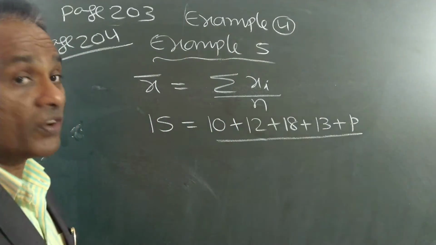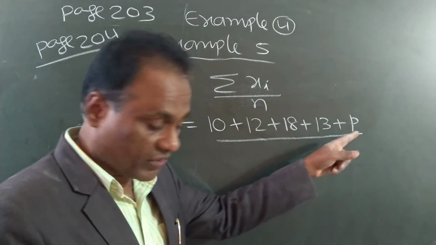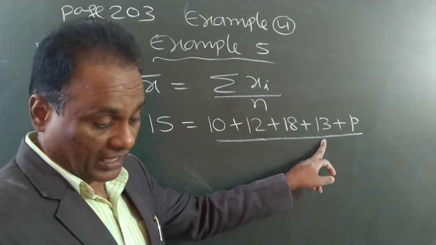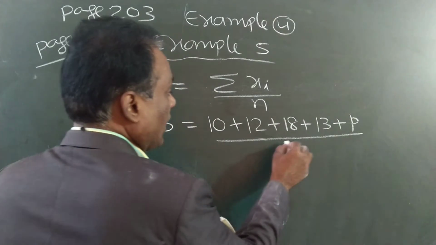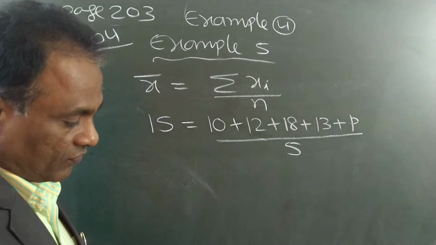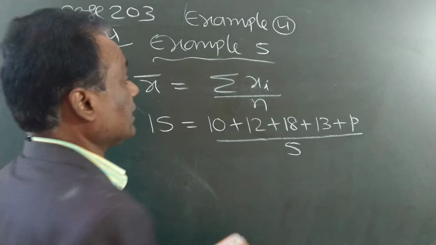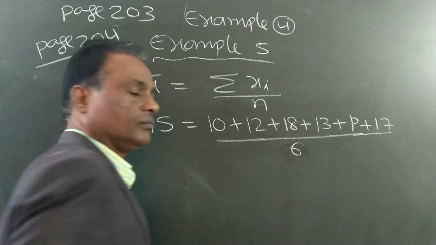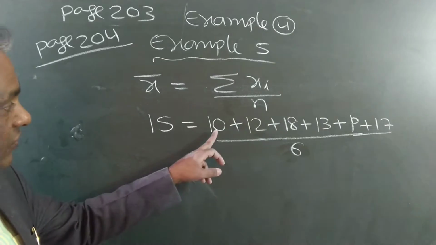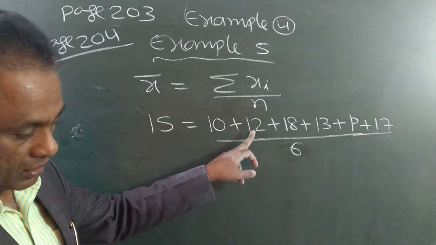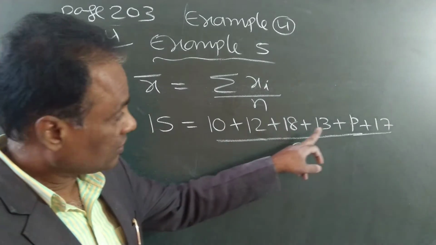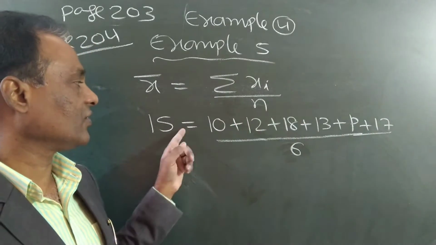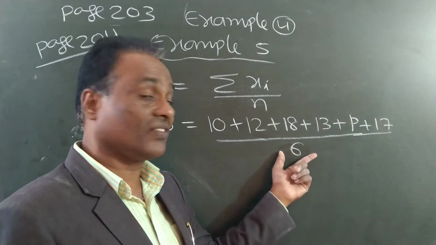What is the procedure for finding the mean? Add all the observations. What are the observations? 10, 12, 18, 13, P. How many observations? 5 or 6? 17 is also there. So total 6 observations: 10, 12, 18, 13, P and 17. Add all the 6 observations and divide by 6.